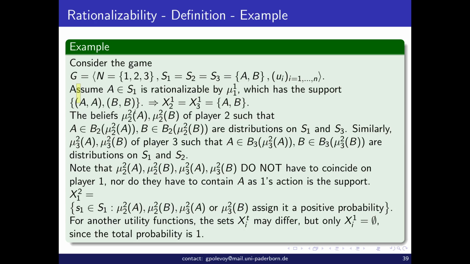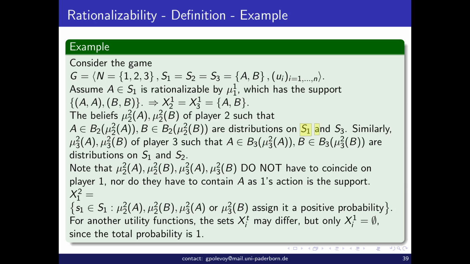Assume that the beliefs that justify action A of player 2 and action B of player 2. Justify means that action A is a best response from the point of view of player 2 to this belief mu22 of A, and the action B is the best response from the point of view of player 2 to the belief mu22 of B. So those beliefs justify. They have to be distributions. I just basically give you an example of whatever I told you on the actions of other players. So it's player 2, so the distributions are on S1 and S3. It can depend. It can say that only this combination of S1 and S3 is possible.